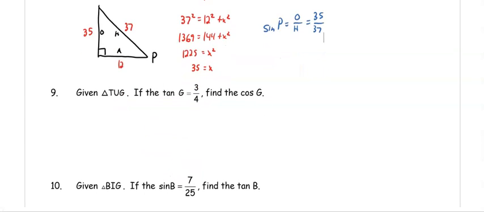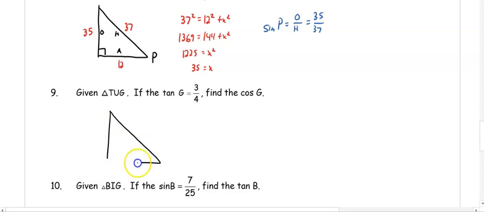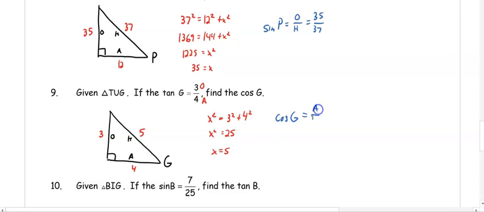In number 9, we are given triangle TUG. If the tangent of G is 3 over 4, find the cosine of G. So we know G, and we know our opposite, our hypotenuse, and our adjacent. Tangent uses the opposite over the adjacent. So the opposite is a length of 3, adjacent a length of 4. We can do Pythagorean theorem to find our missing side. So x squared equals 3 squared plus 4 squared. x squared equals 25, so x is 5. Then the cosine of G is our adjacent over hypotenuse, so we have 4 over 5.